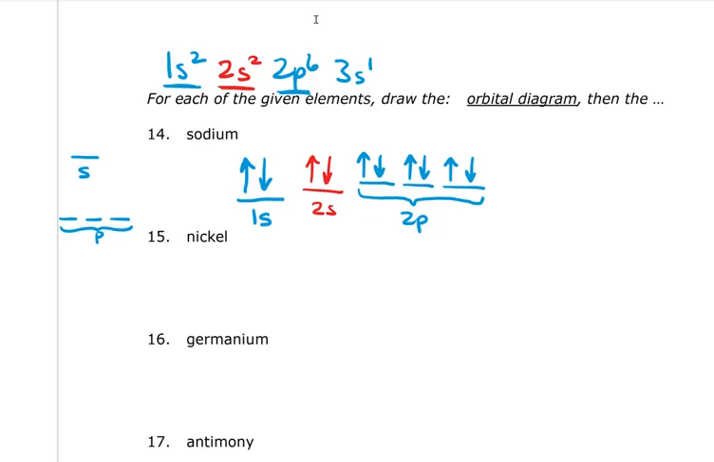Okay. That's 2p6. We got those drawn. Let's finish out with 3s1. I'm going to switch that over to red just to alternate here a little bit.